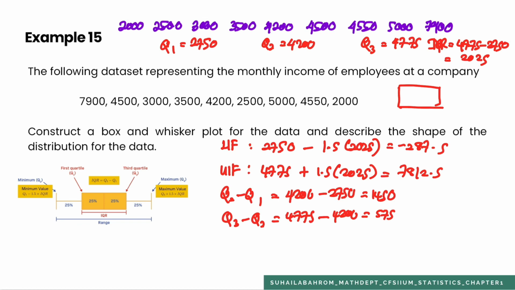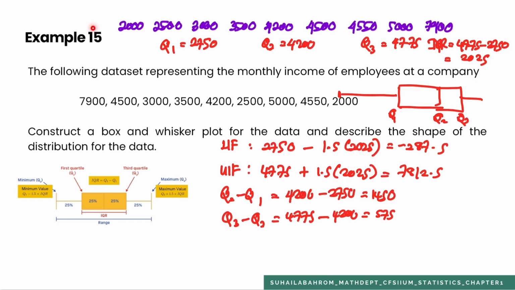Since the difference is higher between the second and the first quartile, you will have the smaller box here. Okay, normally when you have the longer or bigger box between Q1 and Q2, you will have the longer whiskers here. So you will have something like this.